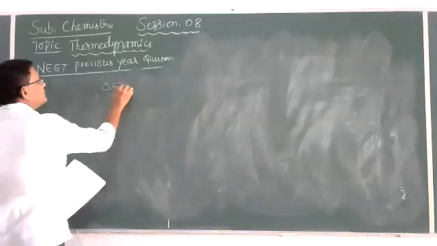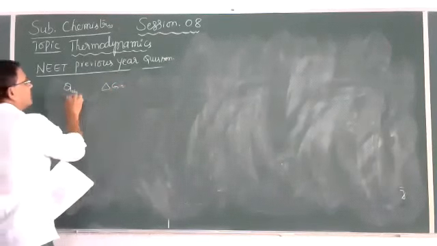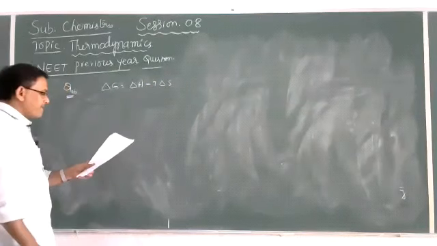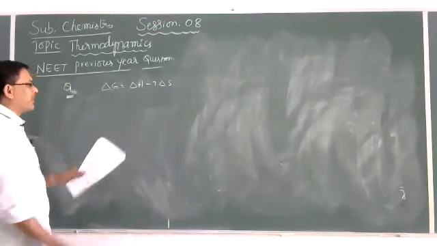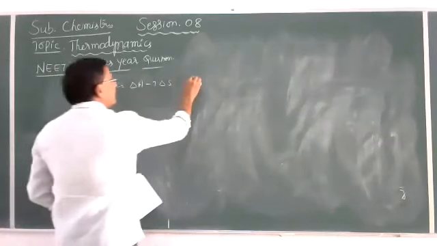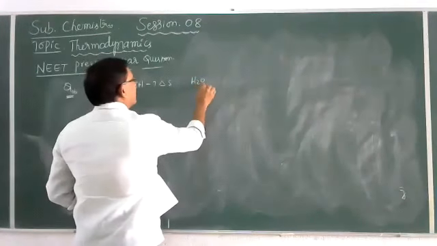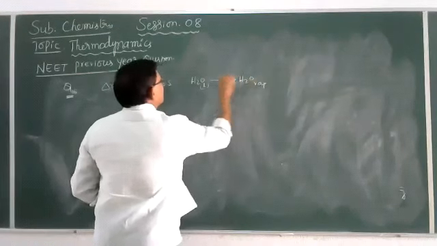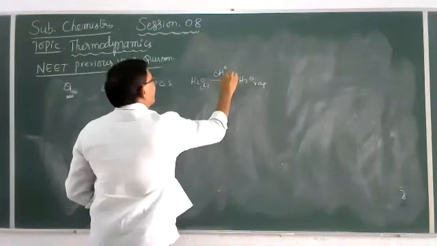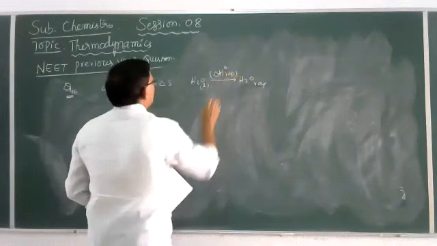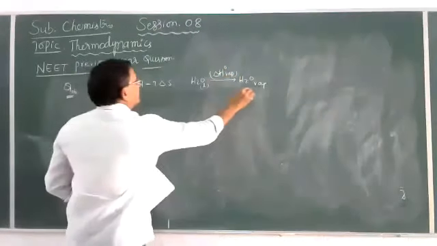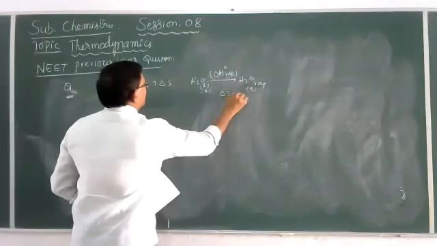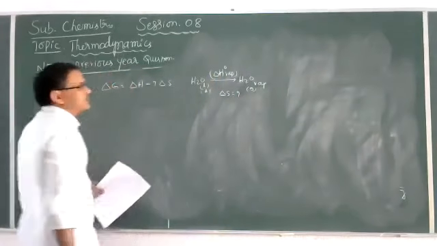Here delta G is equal to delta H minus T delta S. The vaporization of water is given. Vaporization of water means H2O liquid is converted into H2O vapor. This is the enthalpy of vaporization, that value is given. Here it is a gas and it is a liquid. By using this, we can calculate delta S from the already given values.